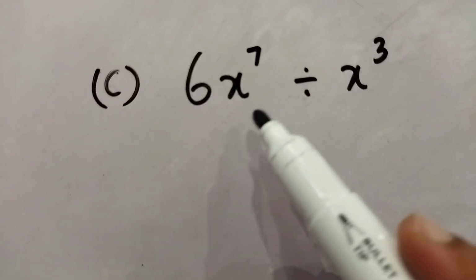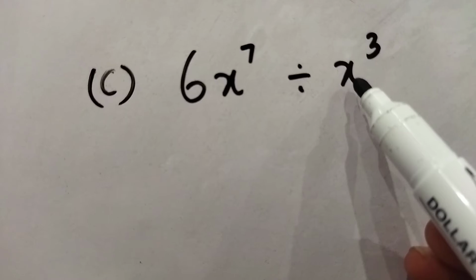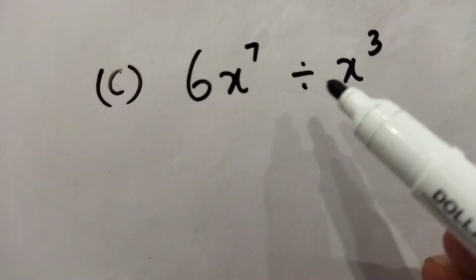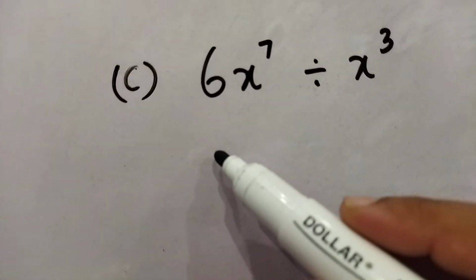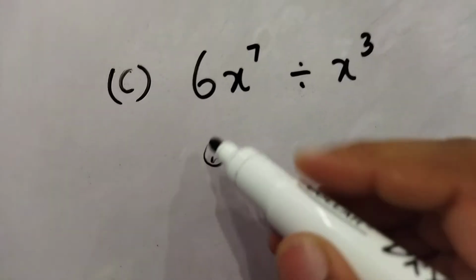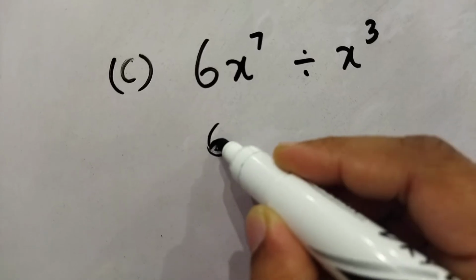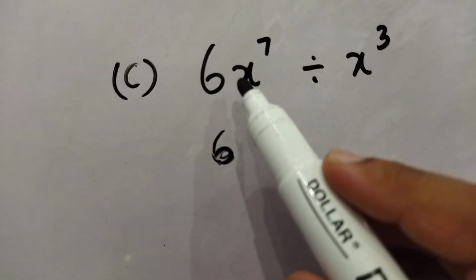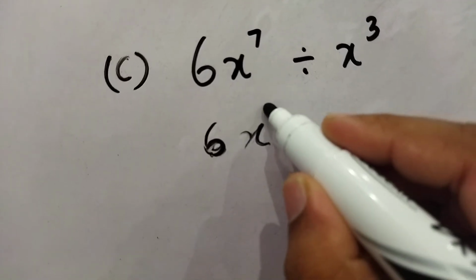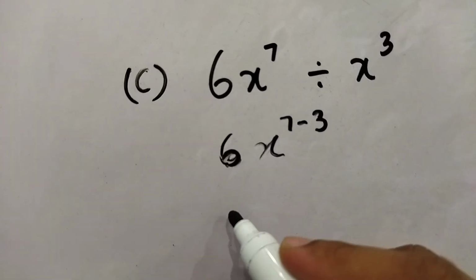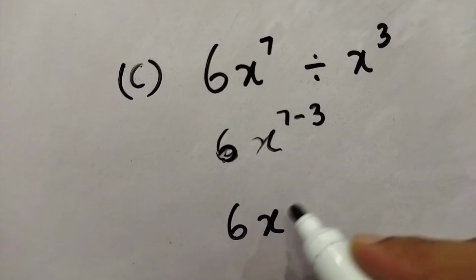Now part C. Here we have bases x similar to each other, but the coefficients are different. Here we have 6 as coefficient, but here 1. So 6 divided by 1 gives us 6. 6 will remain the same, right? And all we need to do with x is subtract the powers. So x raised to power 7 minus 3. The answer would be 6x raised to power 4.